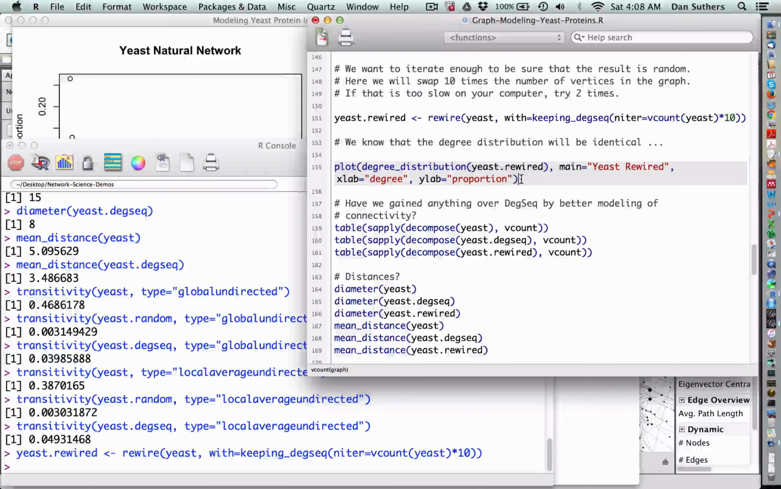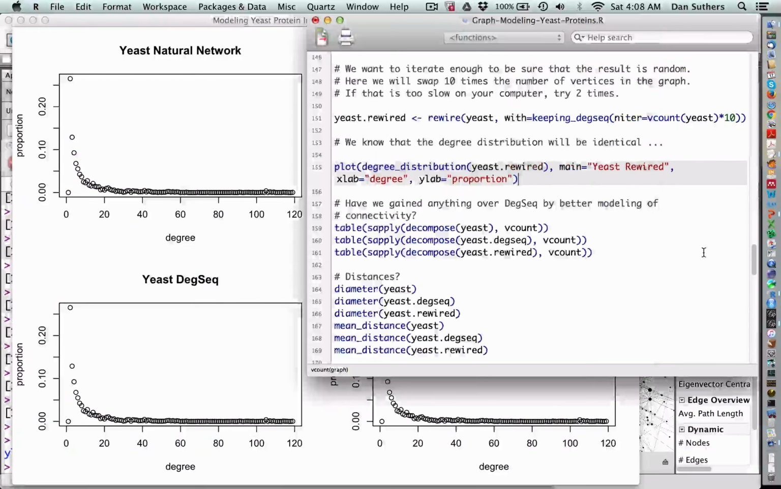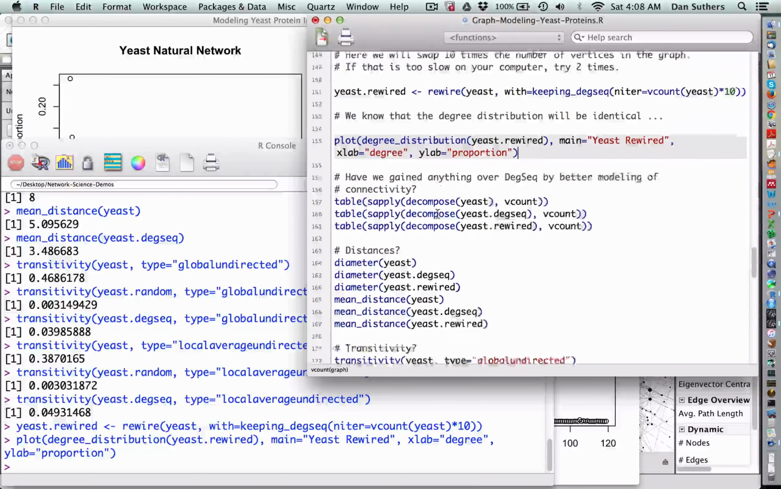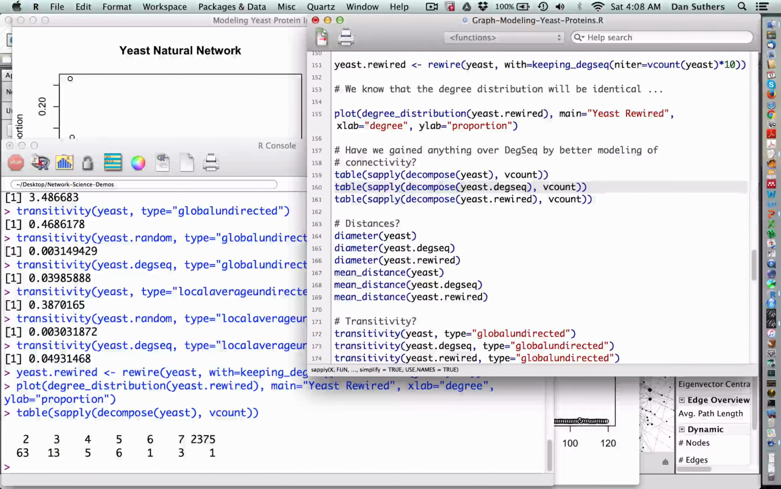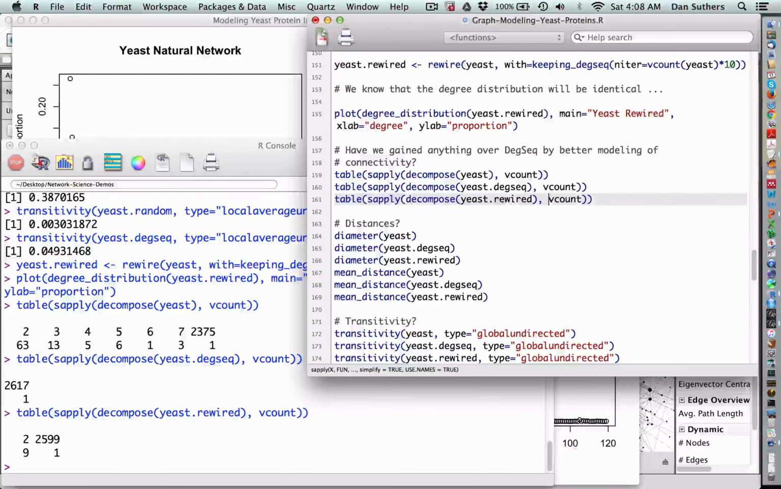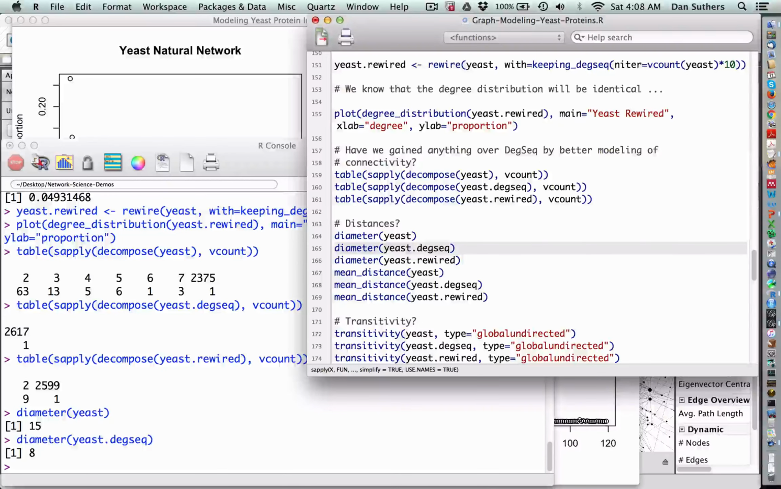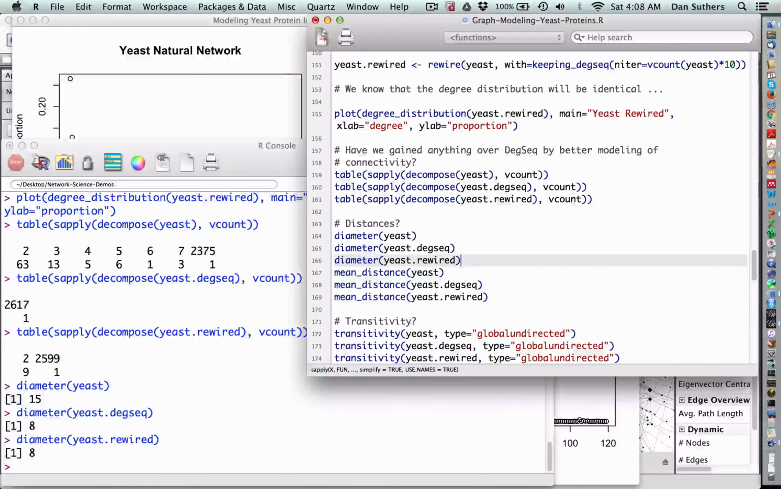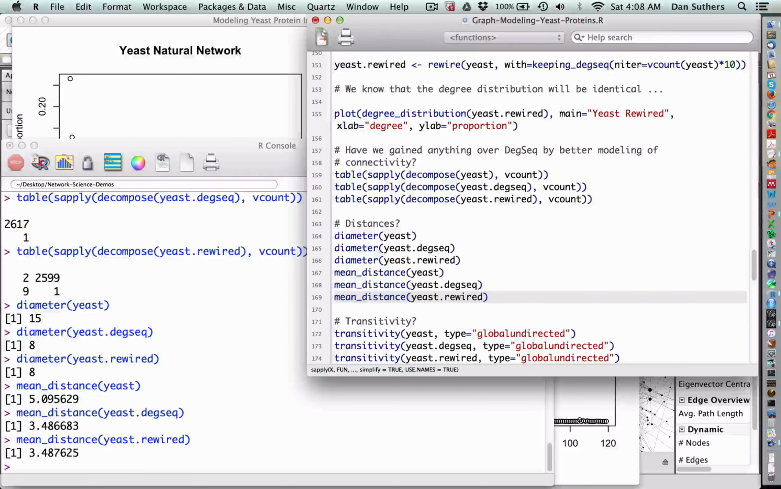Okay, it's finished. Again, we know the degree sequence is going to be identical. We'll just verify it by graphing it again. It's identical. Let's see whether we've gained anything over our previous model in terms of modeling the connectivity. There's the original graph. There's the previous degree sequence model, and here's the rewired model. Well, not much different. It's got a few more isolated components. What about distances? The original, the configuration model, not really different. These are not different, so we don't really gain anything there either.